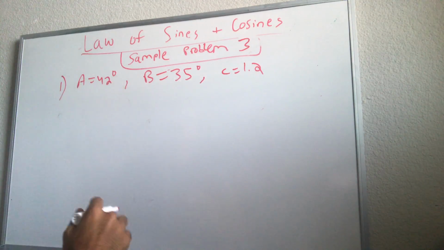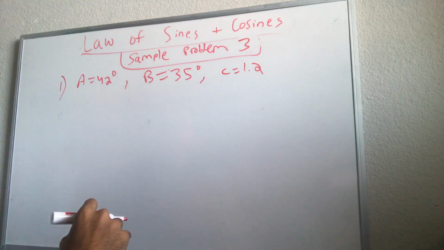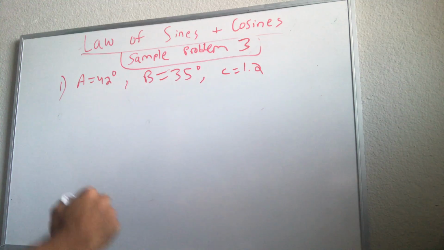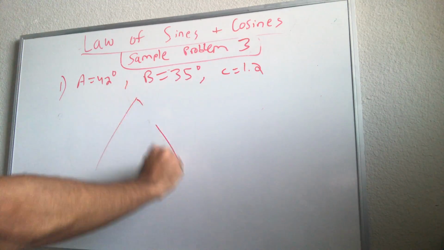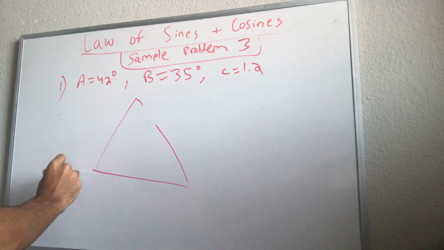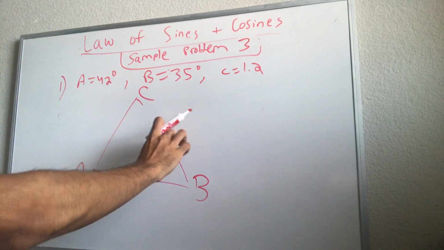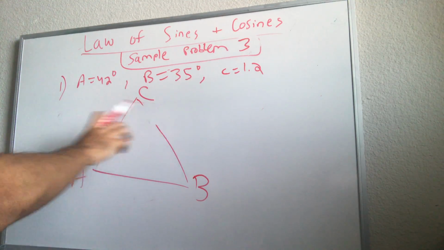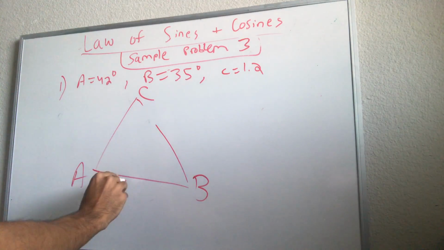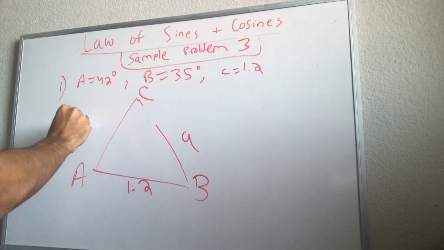of portrays these values. So we know that measure of angle A is 42 degrees, measure of angle B is 35 degrees, and the length of side C is 1.2. So I would just make a triangle here, and again, it doesn't have to be drawn to scale, and really I would just label this as A, and this is B and C. And so you know that this side length is lowercase a, lowercase b, lowercase c. So this one would be 1.2.